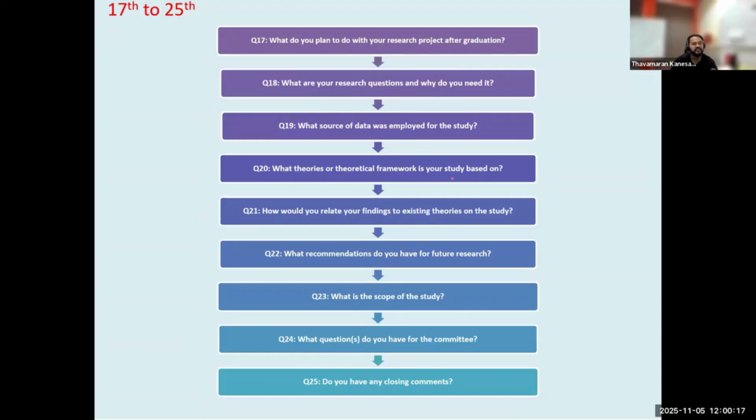What theories or theoretical framework is the study based on? This is the next killer question. How would you relate your findings to existing theory on the study? The relating part is very difficult to understand. Why this theory? We don't even know. Half of the students don't know.